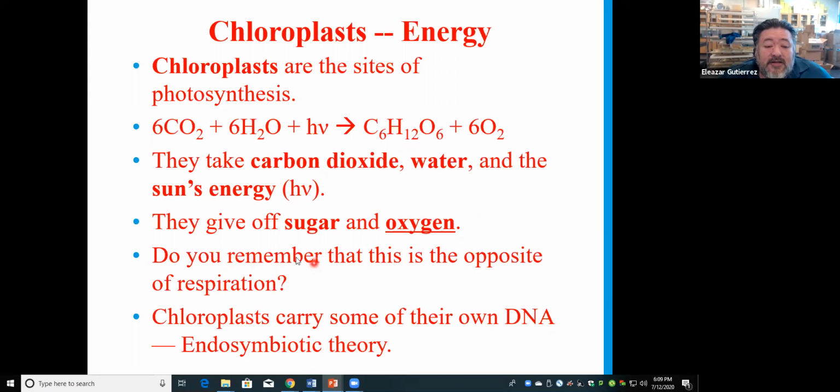Do you remember that this is the opposite of respiration? In respiration, you and I consume sugar, we breathe in oxygen, and then we exhale water, we exhale carbon dioxide, and we produce adenosine triphosphate, about 36 of them, okay?